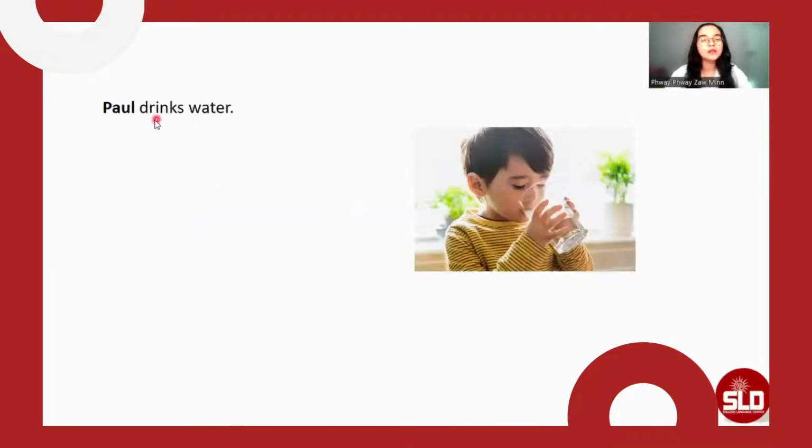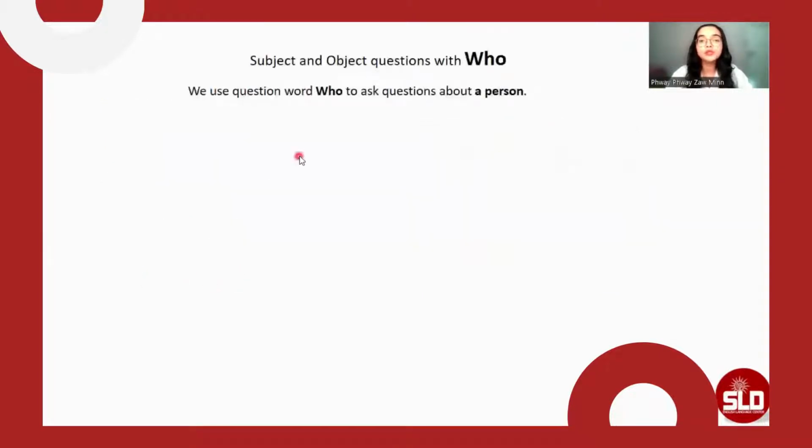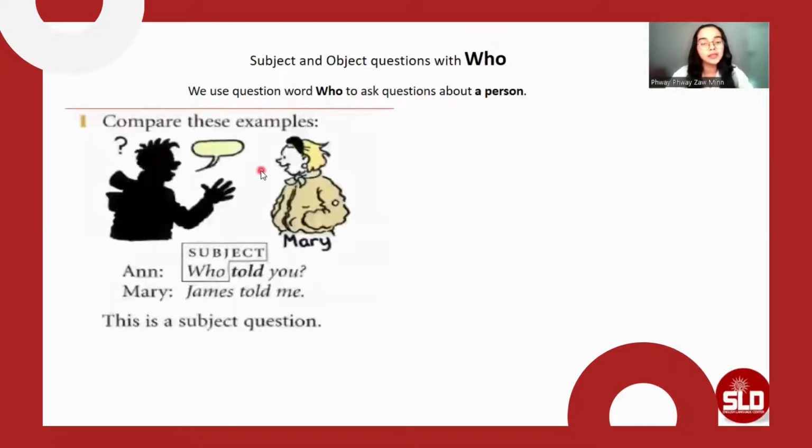Okay, so the sentence here is Paul drinks water. Paul here is the subject and Paul is a person. So if we want to make a question, we're going to use the question word who. So the question is, who drinks water? We use the question word who to ask questions about a person. Let's look at it here.